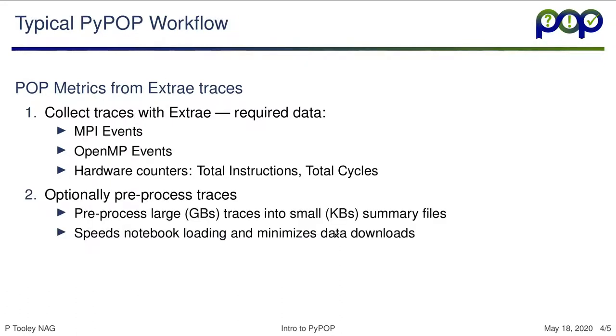So the next step is an optional one, but it's one that I highly recommend, and that is to pre-process the traces. One of the common challenges in performance profiling is that the traces collected by the profiling tools are extremely large. They can be many, many gigabytes. While actually, the data that we need to calculate the POP metrics is just a very small number of statistical measures, such as the total time spent in MPI or the total time spent in OpenMP and the total runtime of the code.